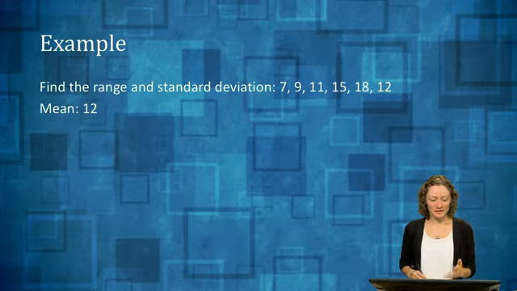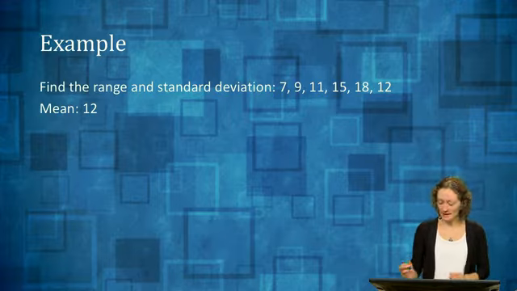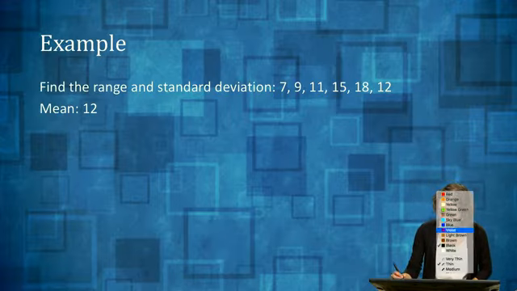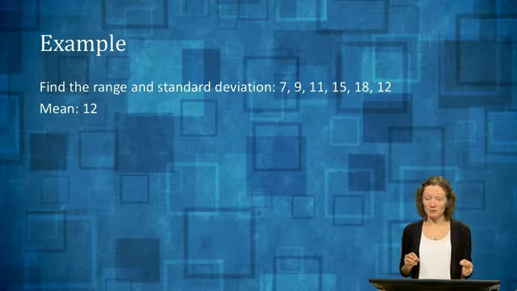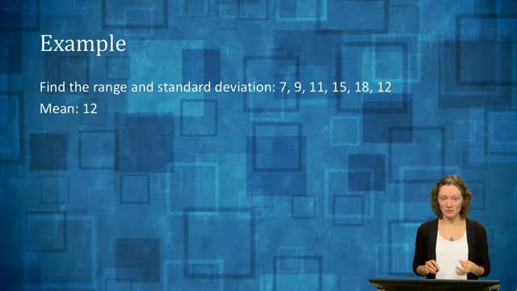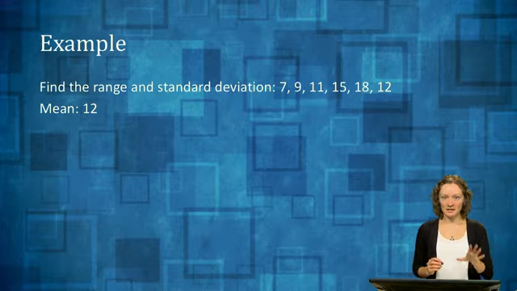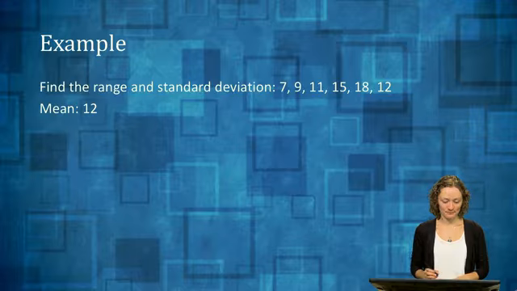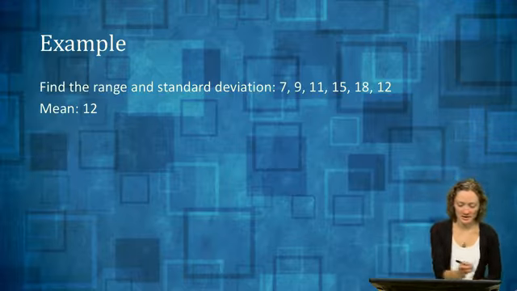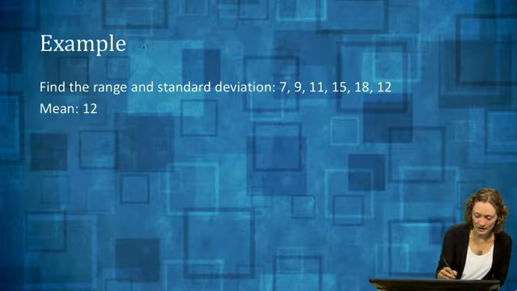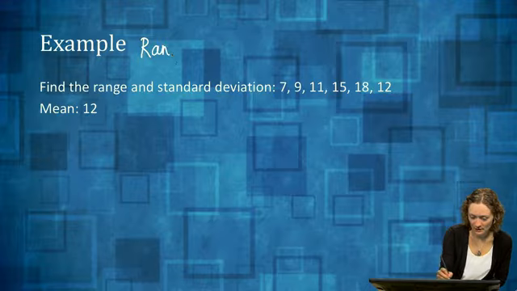Okay, so we have some data pieces that we're going to find the range and standard deviation for. And instead of making us find the mean this time, because we need the mean in order to do standard deviation, I'm going to tell you the mean is 12. Sometimes you'll be told that, sometimes you will also have to find the mean. So let's start with range, because in my opinion, range is the much easier thing to find.